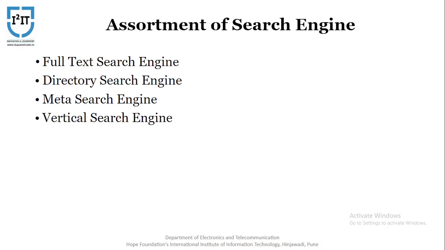Then comes the directory search engine. It is not truly a search engine. It retrieves all the entries from directory listings basically. Then comes the meta search engine. It provides search engine results from multiple search engines simultaneously according to the user's query. Then comes the vertical search engine. Vertical search engines focus on a specific search field and search demand.